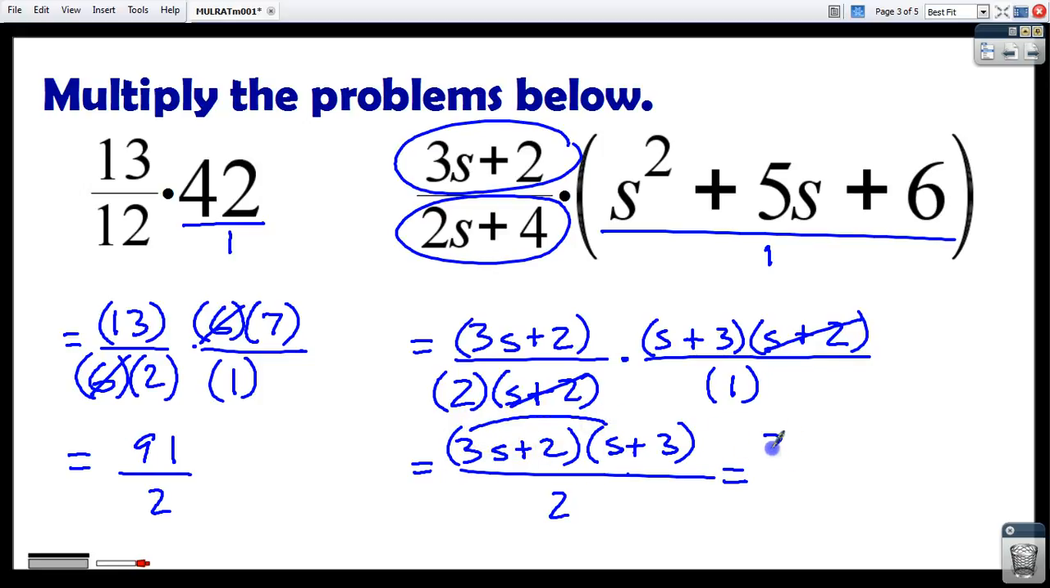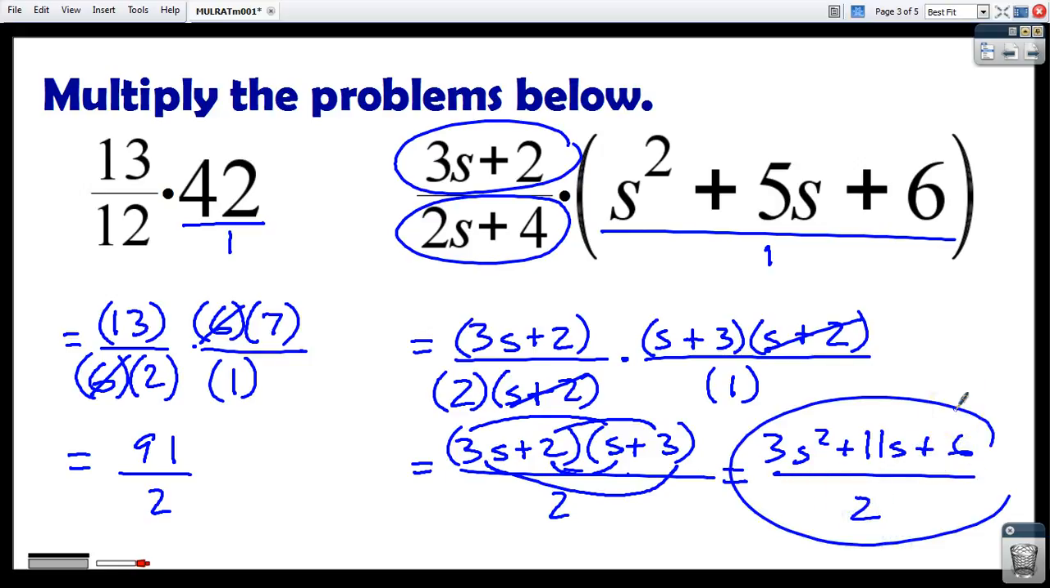3s times s is 3s squared. Let's see here, we've got 2 times s, which is 2s, 3s times 3, which is 9s, 2s and 9s is 11s, and 2 times 3 is 6. So we get that. Alright, so again, try to connect the similarities between what we used to do with fractions with what we're now doing with rational expressions.